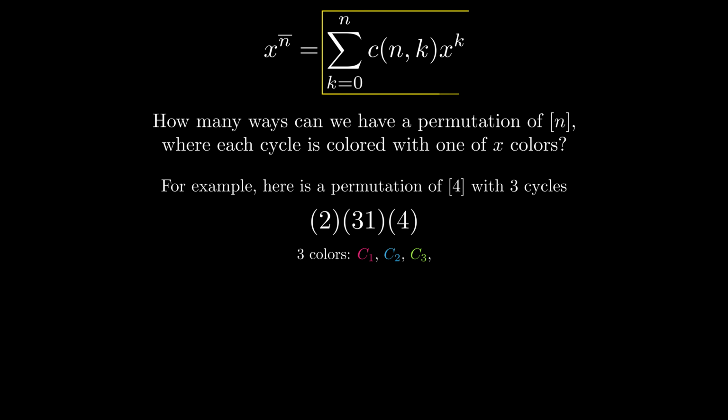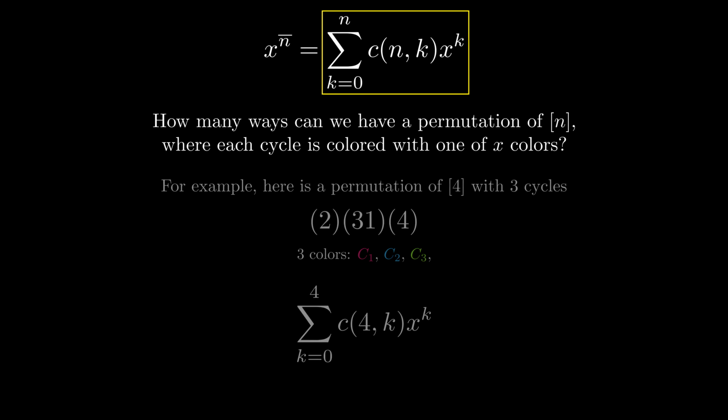The right side is pretty straightforward. Suppose we are looking only at the case of permutations of 4 with 3 cycles. There are this many permutations, but for each cycle, you have x choices for colors, so in total there would be this many ways to do this. Now add all of the cases for any amount of cycles, and you get the right side. Now let's do the left side.